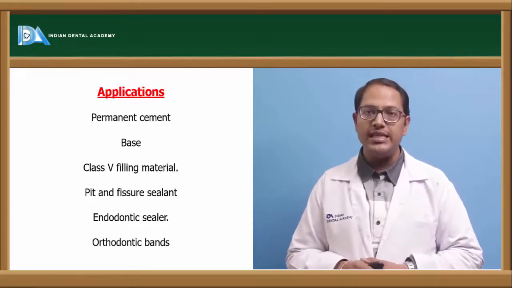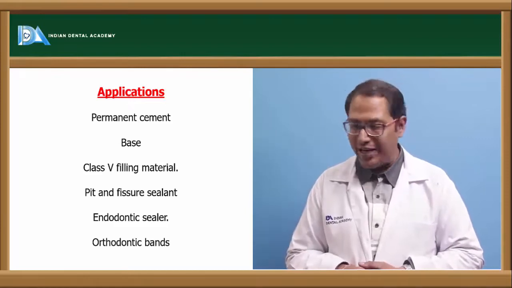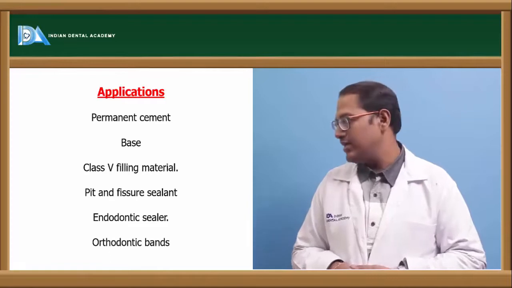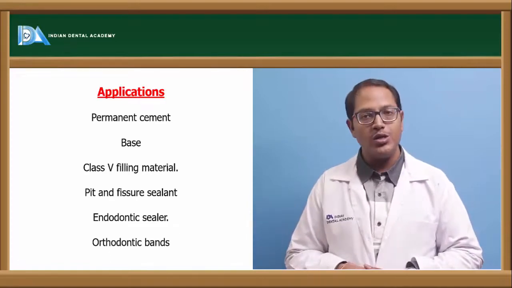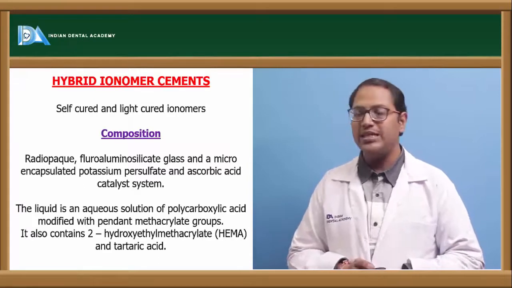Pit and fissure sealants, again, why can pit and fissure sealant be used? Because of its property of fluoride release, up to 18 months. Endodontic sealer, it is also used to lute the orthodontic braces and brackets.